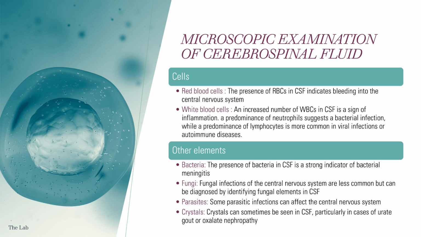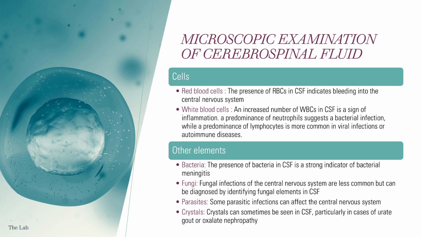The type of WBCs present can help differentiate between various conditions. For example, a predominance of neutrophils suggests a bacterial infection, while a predominance of lymphocytes is more common in viral infections or autoimmune diseases. Other elements: bacteria.